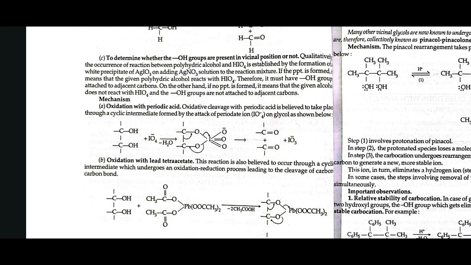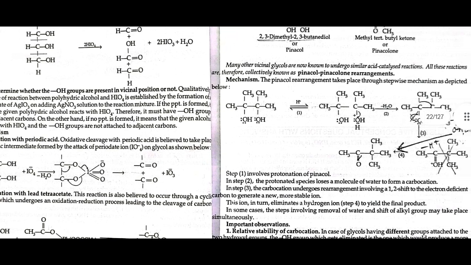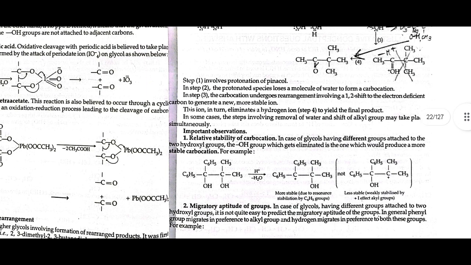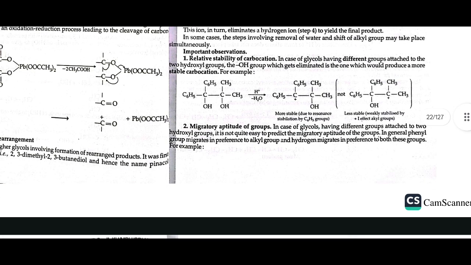Mechanism. Oxidation with periodic acid. Oxidative cleavage with periodic acid is believed to take place through a cyclic intermediate formed by the attack of the periodate ion, IO4 negative, on a glycol, as shown below. Important observations. First, relative stability of carbocation. In the case of glycols having different groups attached to the two hydroxyl-bearing carbons, the OH group which gets eliminated is the one which would produce a more stable carbocation.